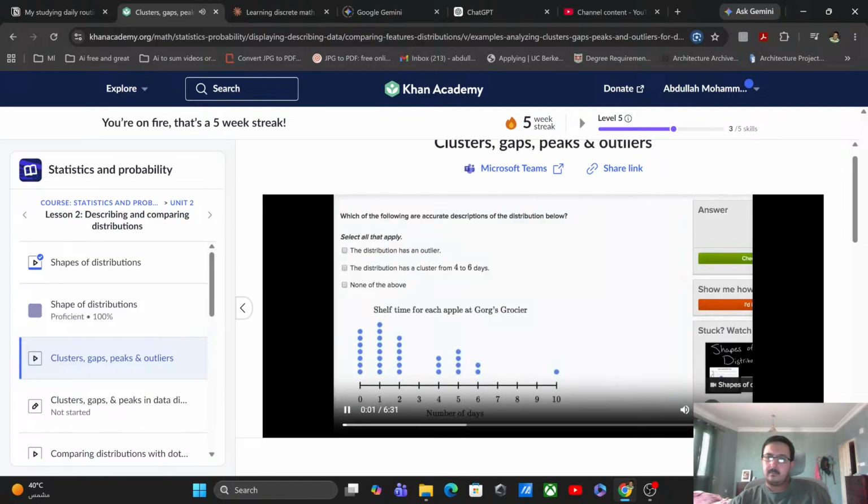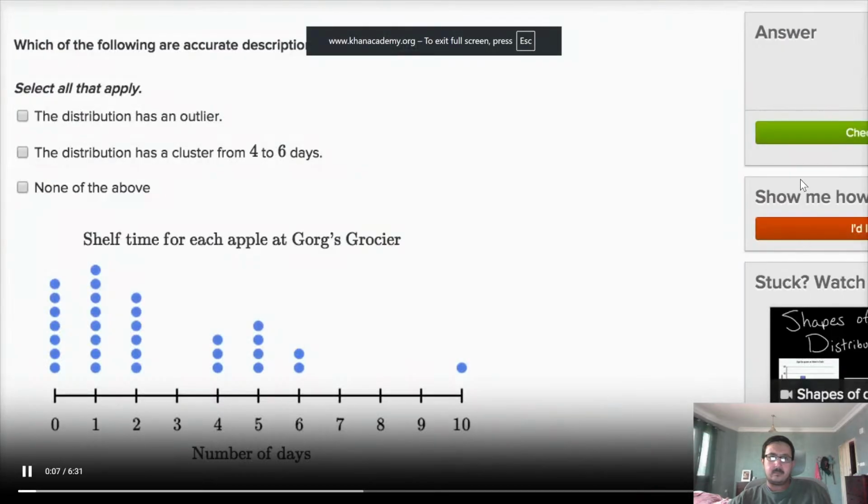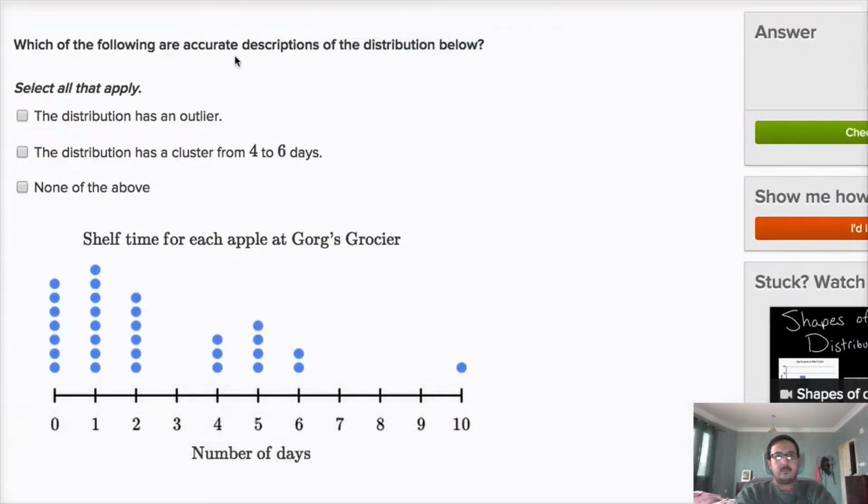In this video, I want to do some examples looking at distributions, in particular different features in distributions like clusters, gaps, and peaks. So over here, I want to do it with some examples. Which of the following are accurate descriptions of the distribution below? Select all that apply. So the first statement is the distribution has an outlier. So an outlier is a data point that's way off of where the other data points are. It's way larger or way smaller than where all of the other data points seem to be clustered.